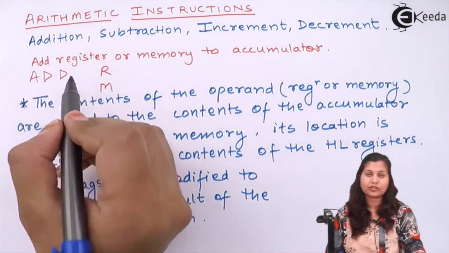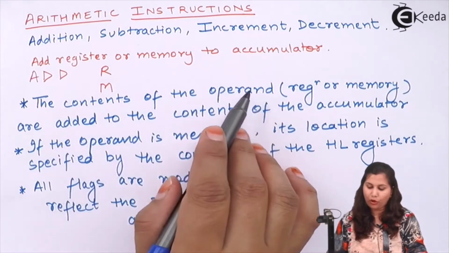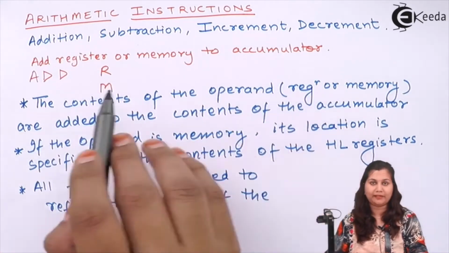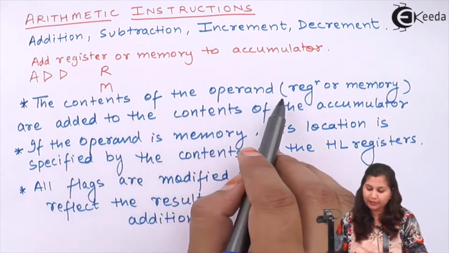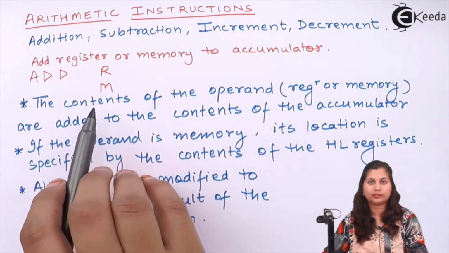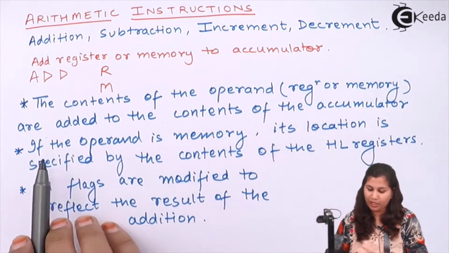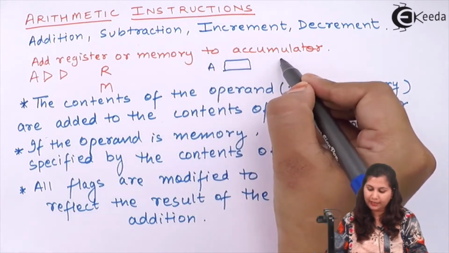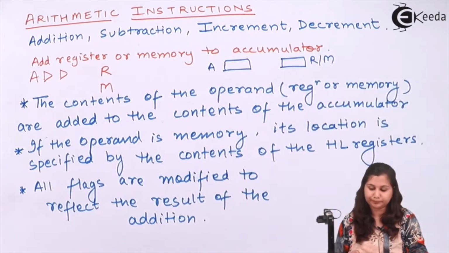So this instruction add is adding the contents of the operand. Operand can be a register. If R is there, then it will be a register, and if M is there, then it will be a memory. So the contents of either the register or the memory are added to the contents of the accumulator. So one of the operands will be in the accumulator and another operand will be the register or a memory.